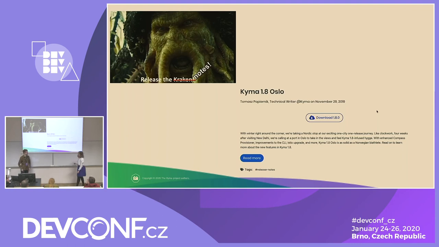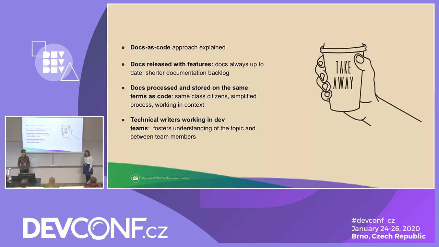Okay, so I believe that's it for the second part of our presentation. And this is our short summary and some takeaways for you. So you know now how the DevConf.CZ code approach more or less works in our project and that it actually works for us. And what are the benefits of it? So first of all, docs released with features make the docs always up to date, and also it shortens the development documentation backlog a lot.